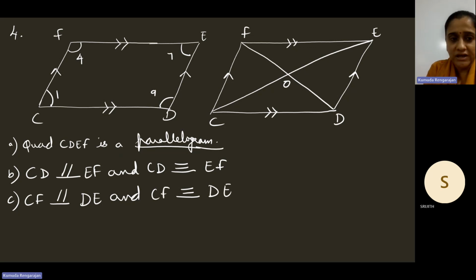Since in the figure you see that both pairs of opposite sides are marked parallel, that's why you called it a parallelogram. Now your question is why I have not marked the equal angles. That you will tell me now. I have marked the parallel lines so that you can name the quadrilateral.